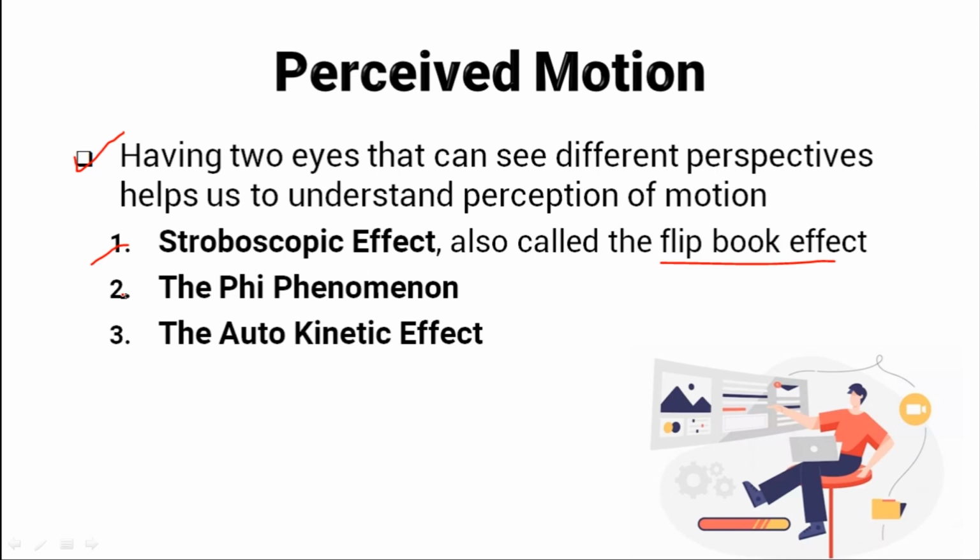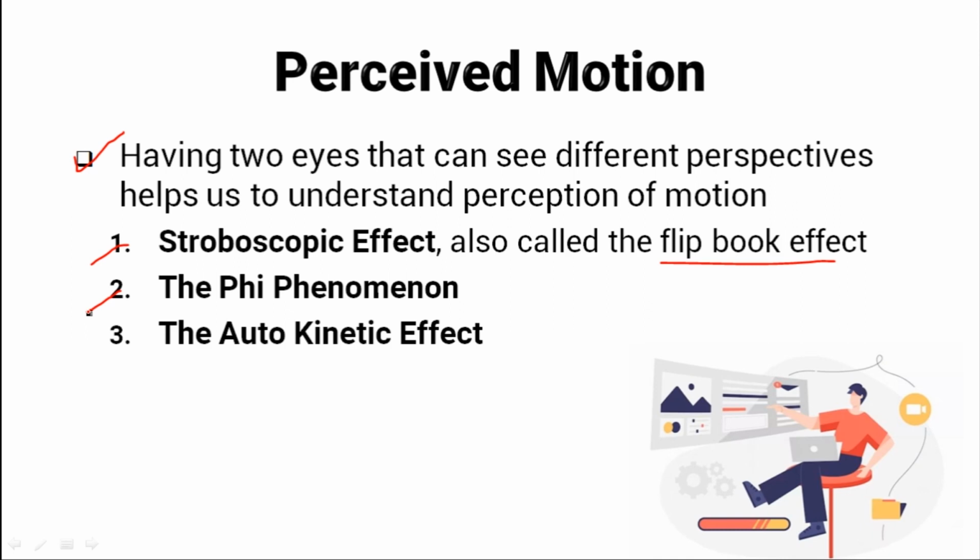Now, another example that demonstrates our ability to perceive motion is the phi phenomenon. Imagine a red object moving across a white background. When we observe this, we experience the illusion of motion. This illusion is created by the binocular cues provided by our two eyes. Our brain combines the slightly different perspective from each of the eyes, leading to the perception of motion.